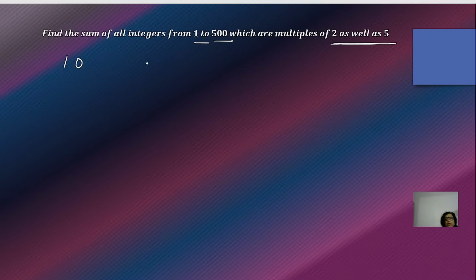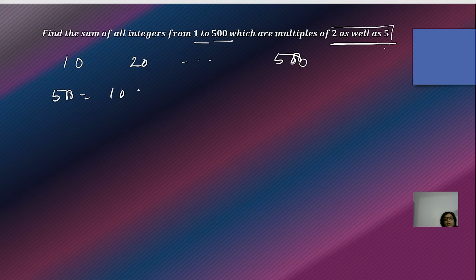So of course 1 cannot be taken. So the first term over here will be 10, the second term will be 20 and it will go up till 500. So we have to be careful with these words that are given in the question, 2 as well as 5, not 2 or 5. So that has to be taken into consideration. So now this can be written as, now let's see how many terms are here.